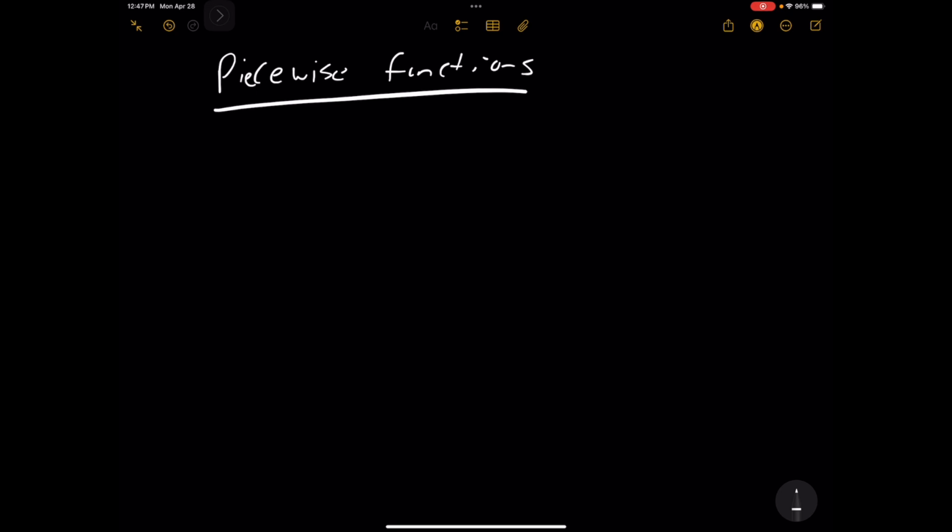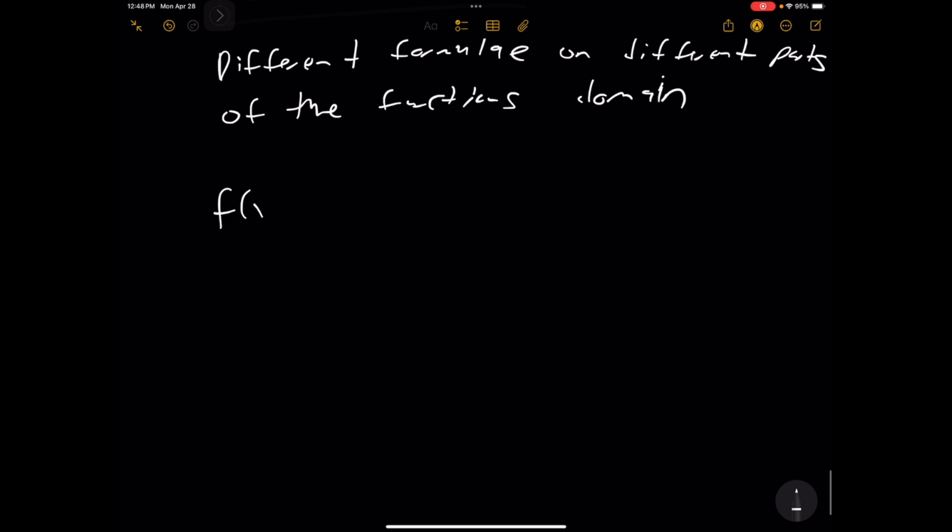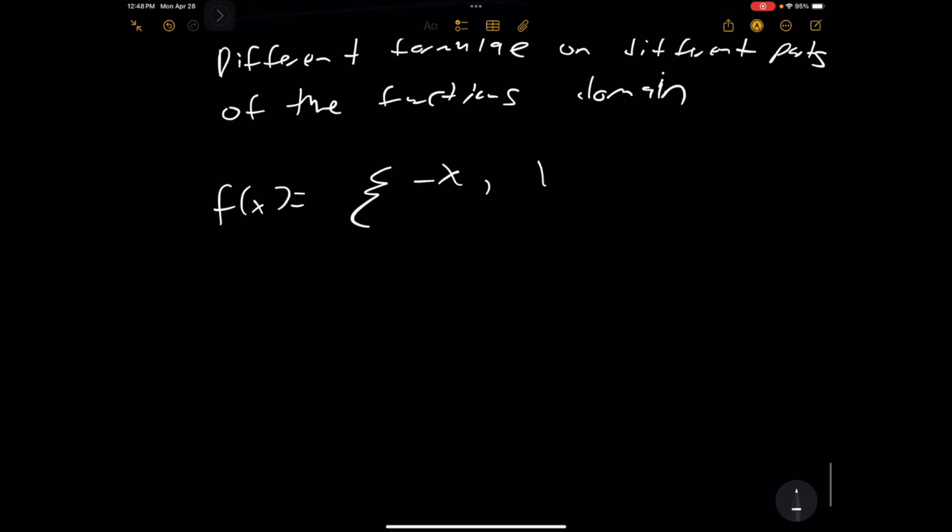Now, one more, we have piecewise functions. And piecewise functions are functions defined by different formulas on different parts of their domain. We have different formulas on different parts of the function's domain. And an example of a piecewise function is f of x equals negative x when x is less than 0, and x when x is greater than or equal to 0.